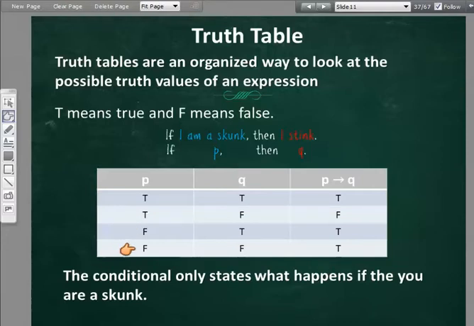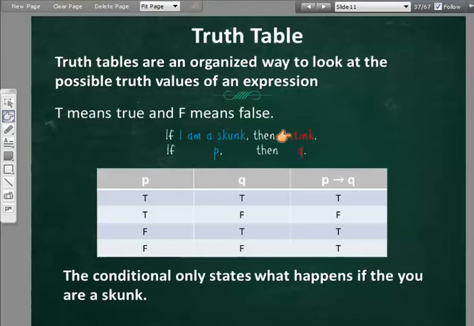Now if I have a false hypothesis and a false conclusion, then my statement is going to be true. Now that seems kind of crazy, but think of it, two negatives make a positive, okay? Of course the whole negative-positive idea doesn't work for all of them, it just works for that one and the first one. Now the conditional only states what happens if you are a skunk, okay? So if I'm not a skunk, then I don't stink.